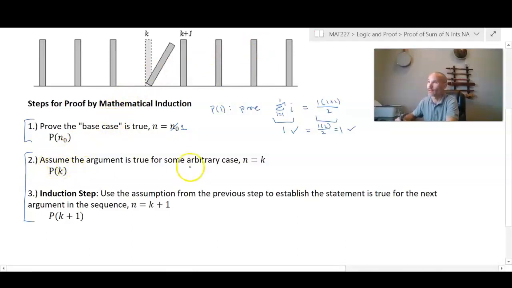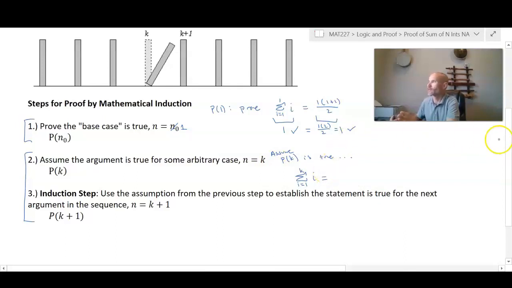Next, we assume the argument is true for some arbitrary case, n equals k. So this step looks like this. Assume P of k is true. What does that translate into? Well, this is the value that the summation goes up to, so we want to assume that the sum, i beginning at 1 and going up to k, of all of the i's. So this would go 1 plus 2 plus 3 plus 4 plus 5, all the way up to plus k.